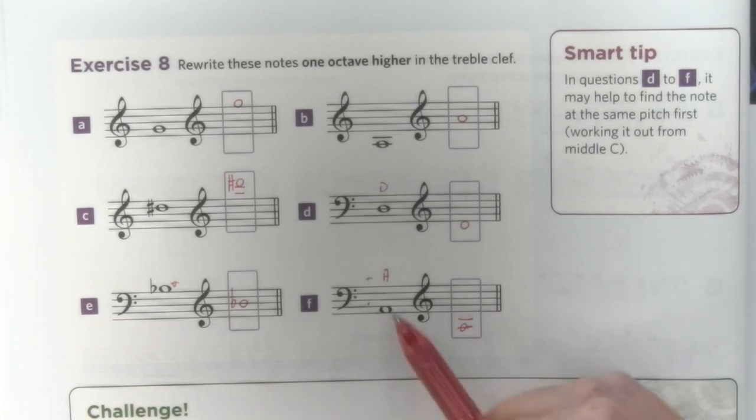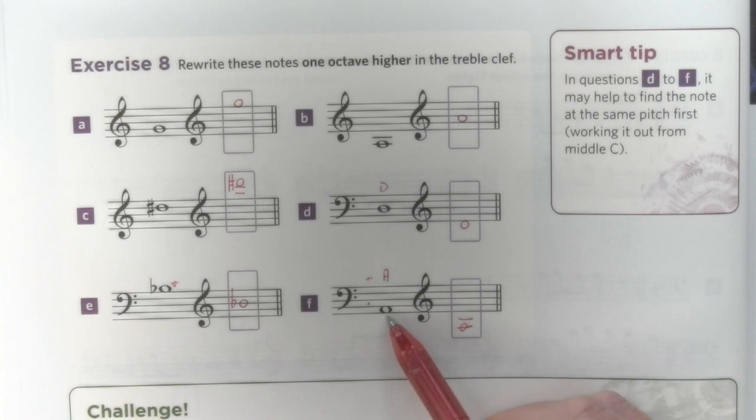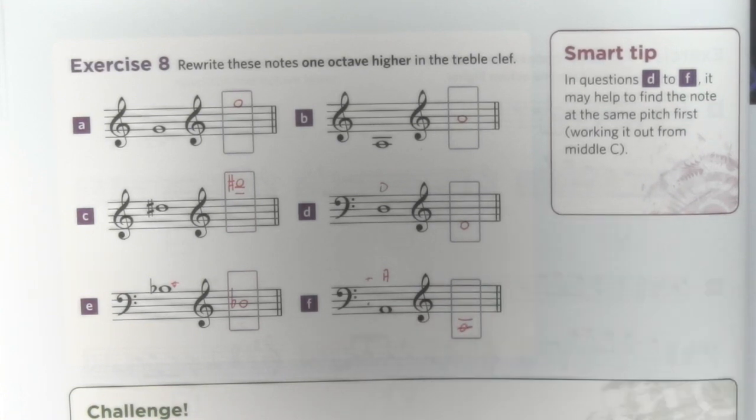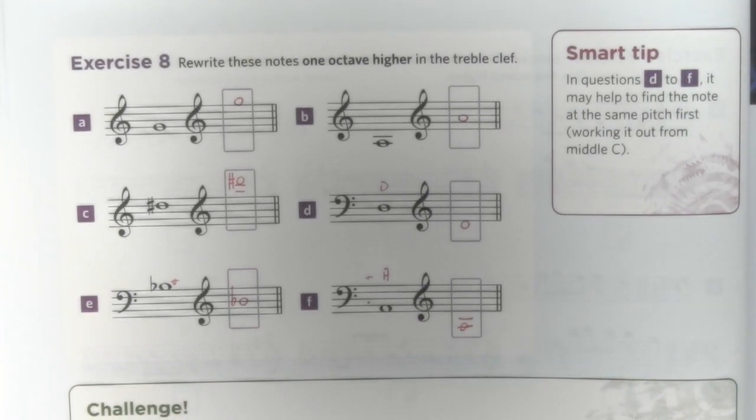I hope this makes sense. So we are more than an octave below middle C, so we need to find a note that is close to middle C but still below, and this is still below. If we find it here, it's 2 octaves higher than this, so we can't. It would be incorrect.